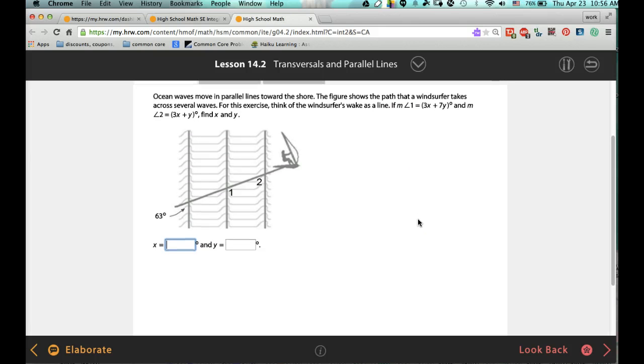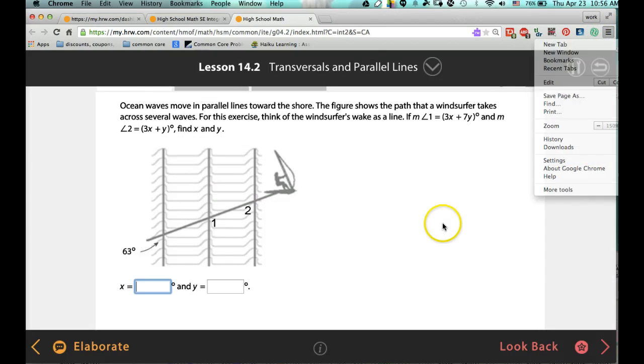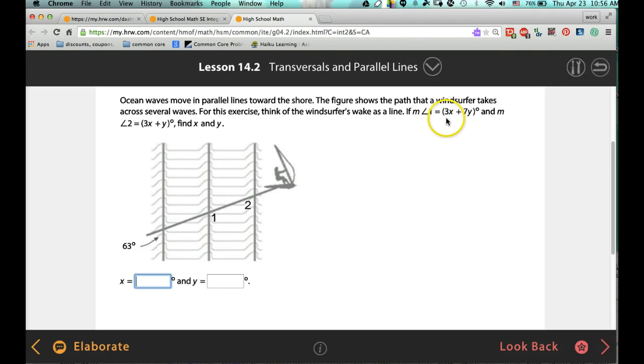Ocean waves move in parallel lines toward the shore. Let me make this a little bit bigger. The figure shows the path that a windsurfer takes across several waves. For this exercise, think of the windsurfer's wake as a line. If the measure of angle 1 is equal to 3x plus 7y degrees, and the measure of angle 2 equals 3x plus y degrees, find x and y.